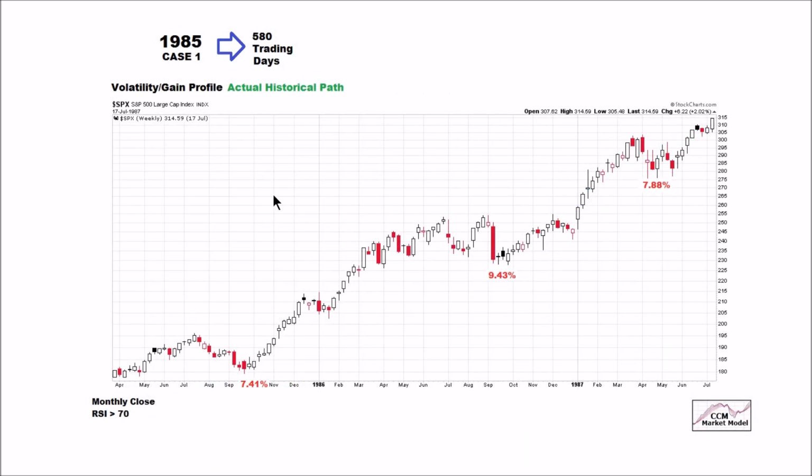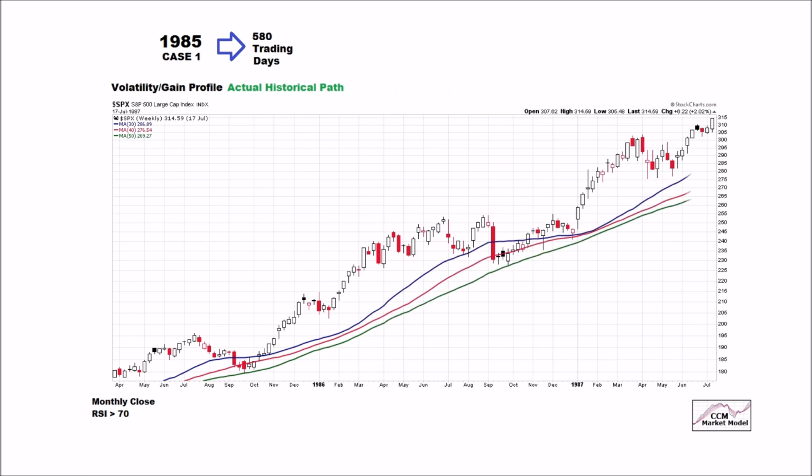If we look at the actual example, 1985, where RSI in April of 1985 is similar to RSI at the end of February 2017, we get 3 significant pullbacks during the 580 trading days, but the underlying trends remained strong. During the entire move, blue, the fastest moving average, stays on top, and for the most part, we have positive slopes from point A to point B, and for the most part, price stays above all 3 of the weekly moving averages.